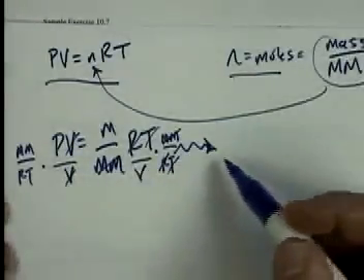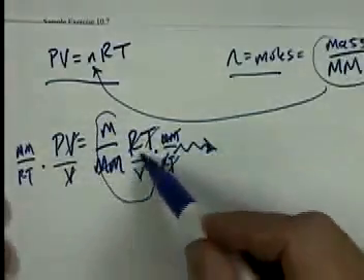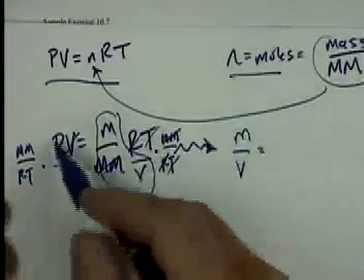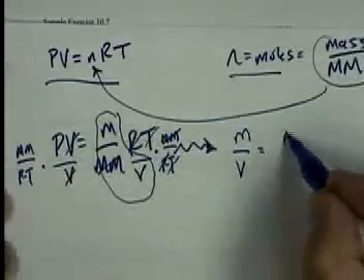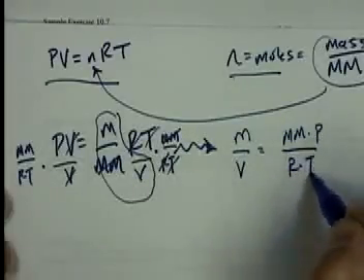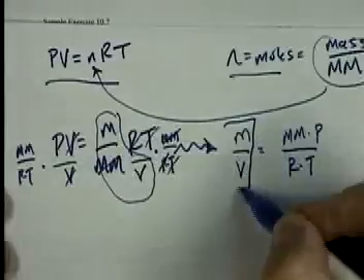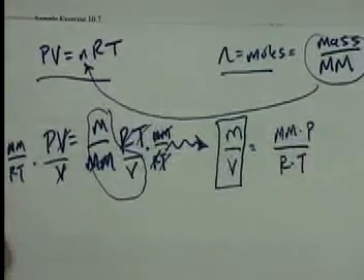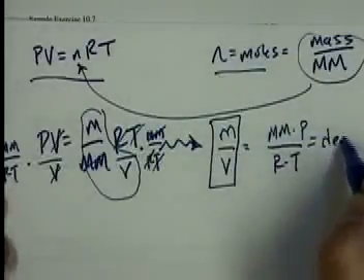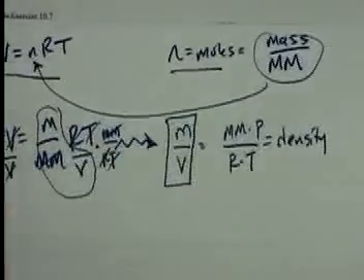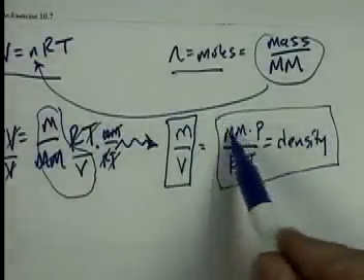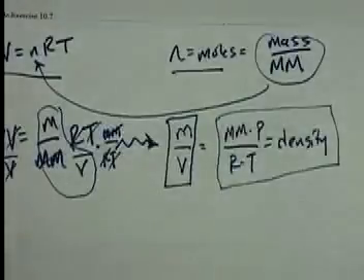And what do we have left? Well, on this side of the equation we have M divided by V. And over here we have molecular mass times pressure divided by R times T. M over V, mass divided by volume, is given a special name. What do we call that? Well, it's also called density. So you can find the density of a gas just by rearranging the ideal gas equation to be molecular mass times pressure divided by R times T.